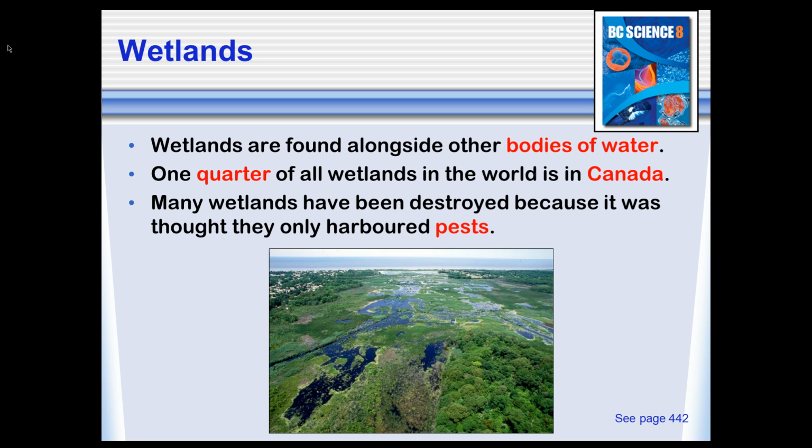Right, wetlands, they're found alongside other bodies of water. A lot of the areas around Lake Winnipeg, Lake Manitoba, we see a lot of wetlands. Right, low-lying areas that tend to be marshes, kind of swampy areas. A quarter of all the world's wetlands are in Canada, especially in the northern regions. Many wetlands have been destroyed because it was thought that they only harbored pests like mosquitoes, which caused all sorts of nasty diseases. But now we know better.